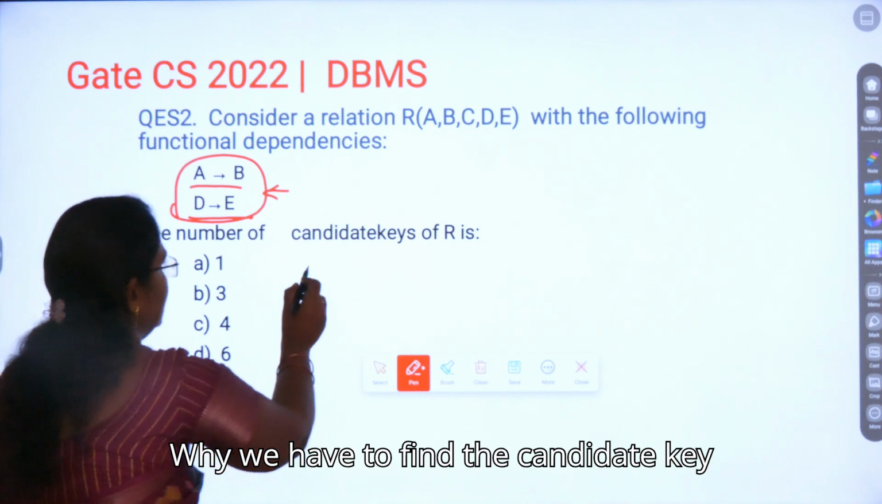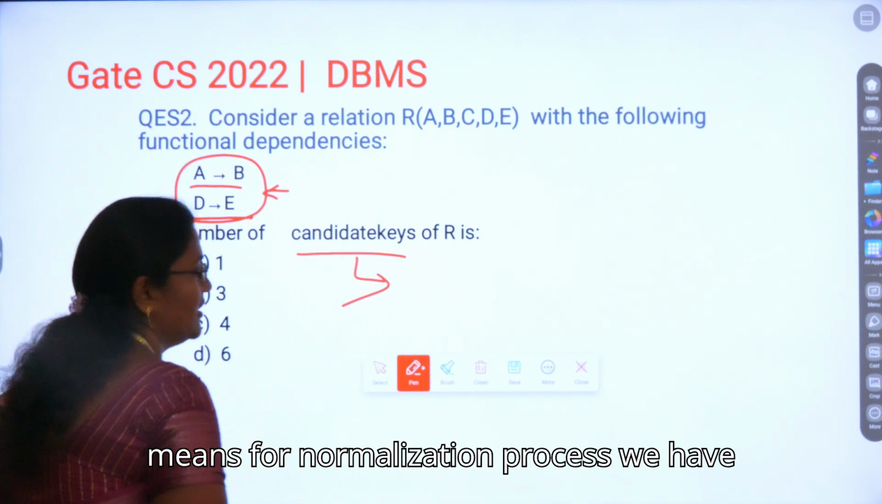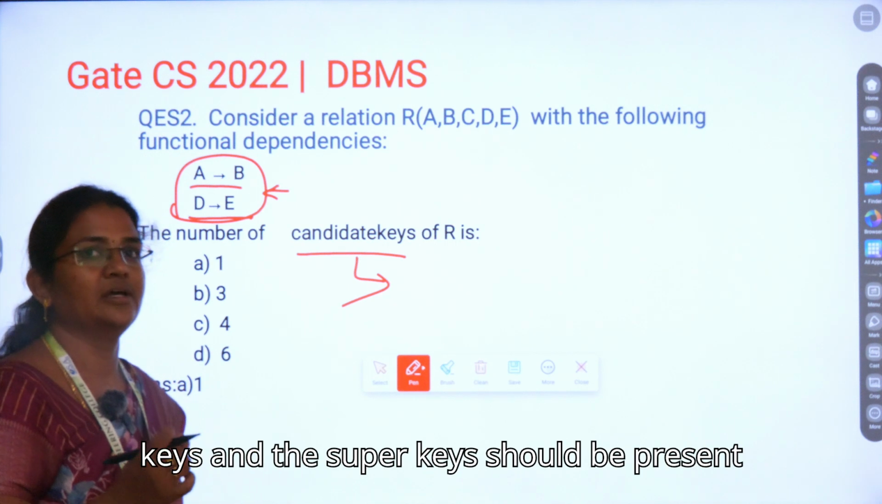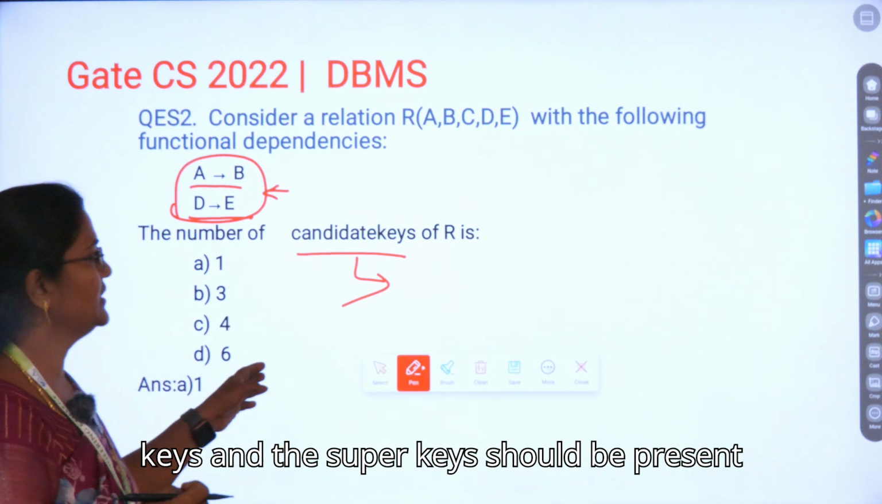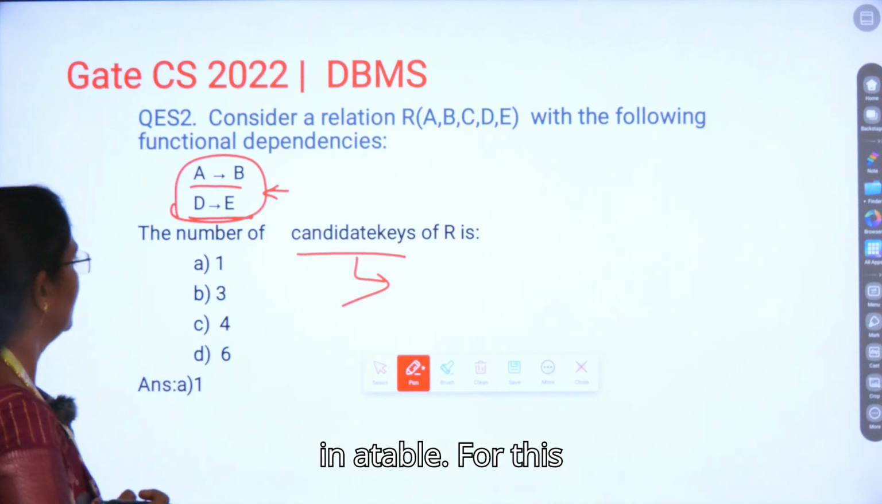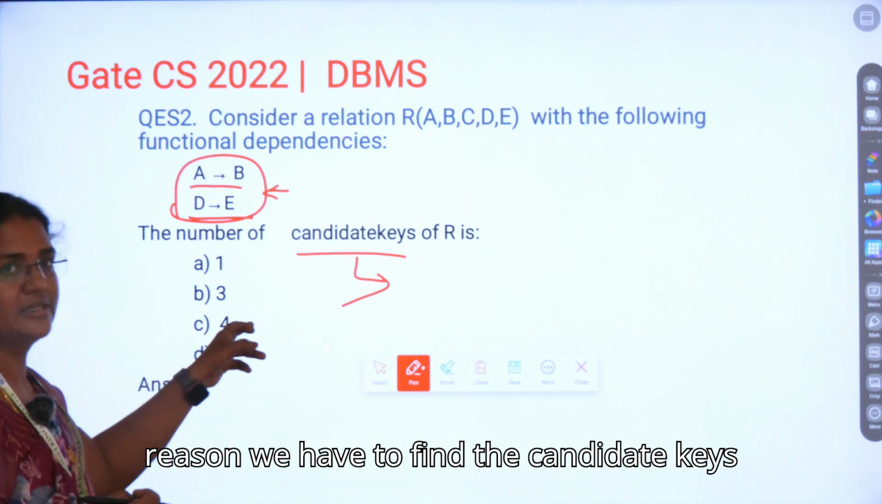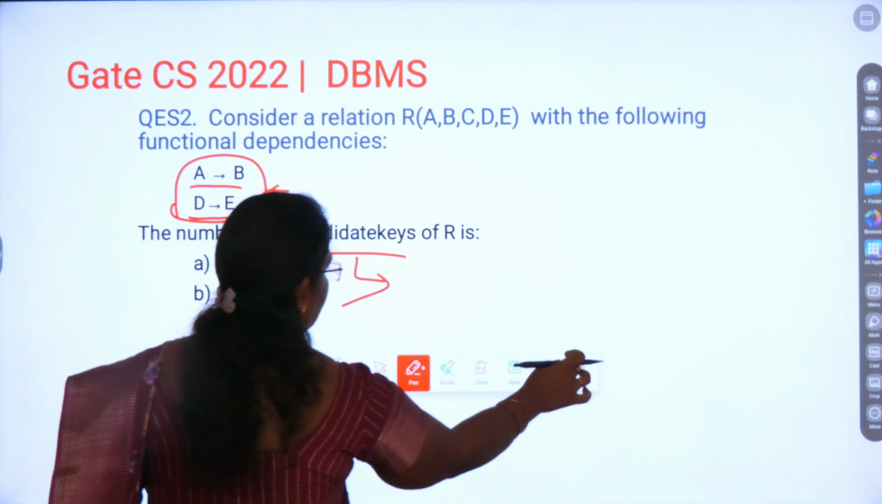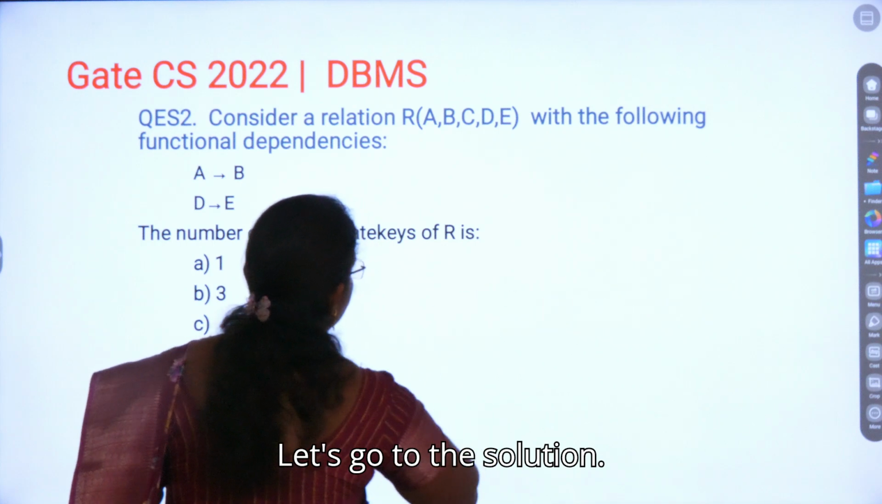Why do we have to find the candidate keys? For the normalization process we have to know how many candidate keys and super keys will be present in a table. For this reason we find the candidate keys with the help of functional dependencies. Let's go to the solution.